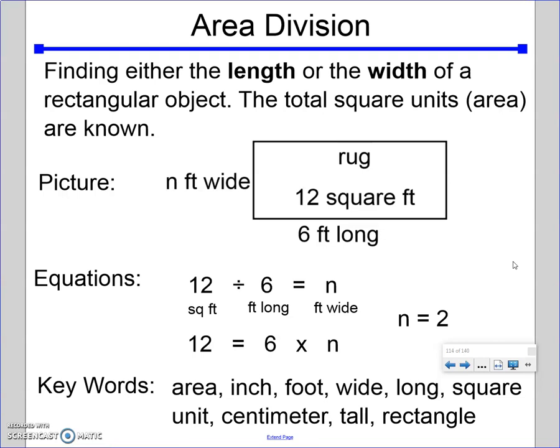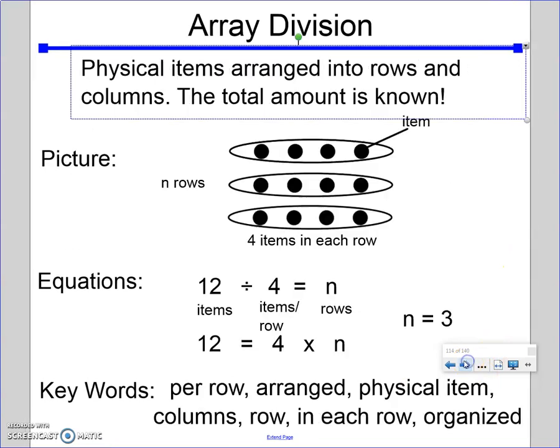We'll know either how long or wide it is, and we'll be trying to find either how long or wide it is. To solve an area division problem, of course, we write a division equation, dividing the total area by either the length or width, whichever we know, to find the other unknown information. Sometimes we'll use a multiplication equation to help us think about the division equation. Key words in an area division story problem are words, of course, like area, but also some kind of length, like inch or foot, and also the words wide and long. Square unit is a big clue that a problem's an area problem as well.